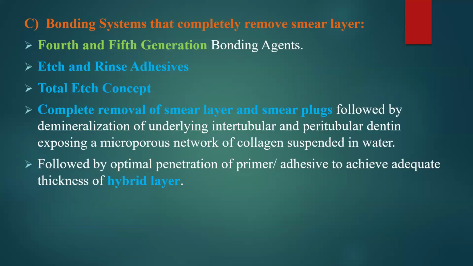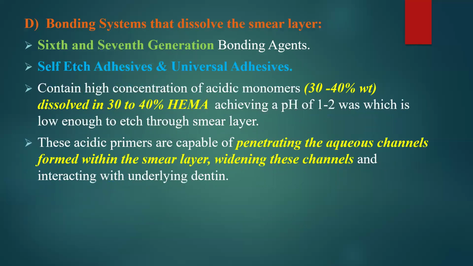The bonding systems which are used for complete removal of the smear layer and smear plug include the fourth and fifth generation bonding agents, etch-and-rinse adhesive, total etch. There is a complete removal of the smear layer and smear plug followed by demineralization of underlying intertubular and peritubular dentin, exposing a microporous network of collagen suspended in water, followed by optimal penetration of primer adhesive to achieve adequate thickness of the hybrid layer.